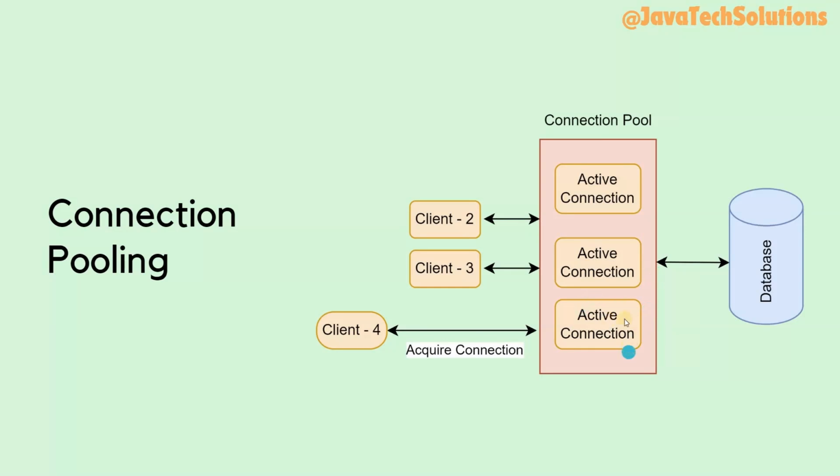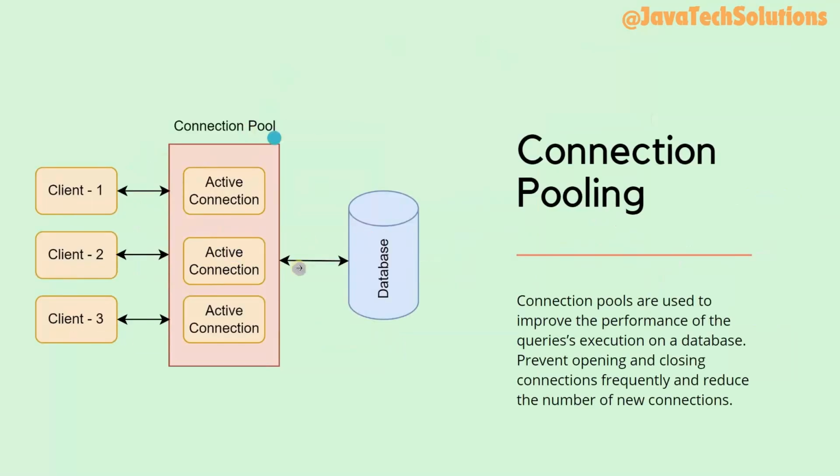Over here you can see the connection pool. This box represents the connection pool, and in the pool we have three active connections.